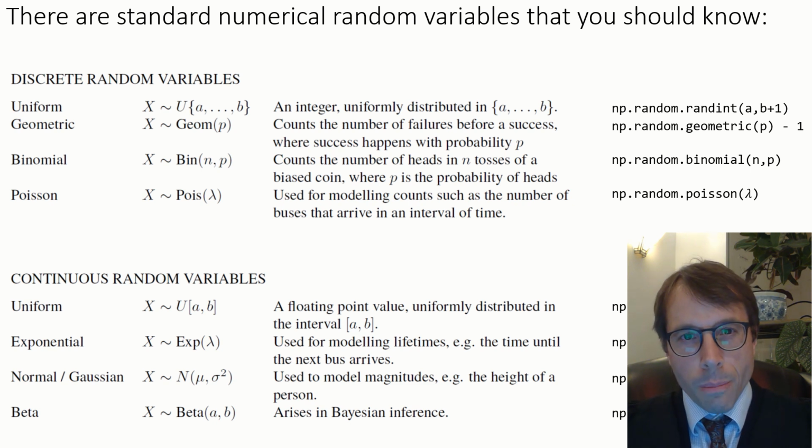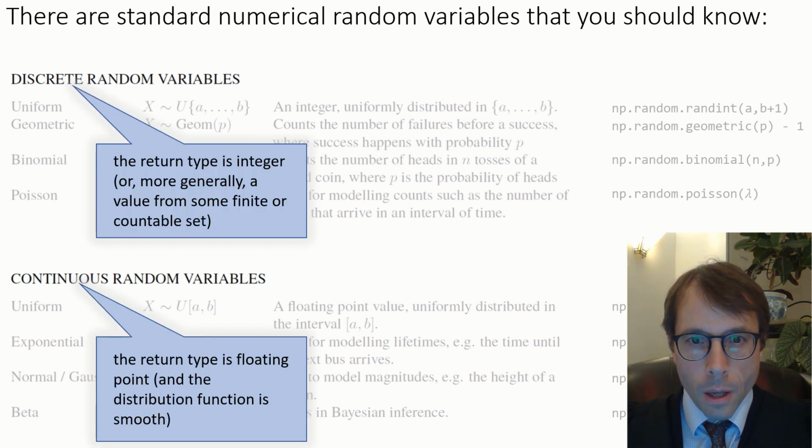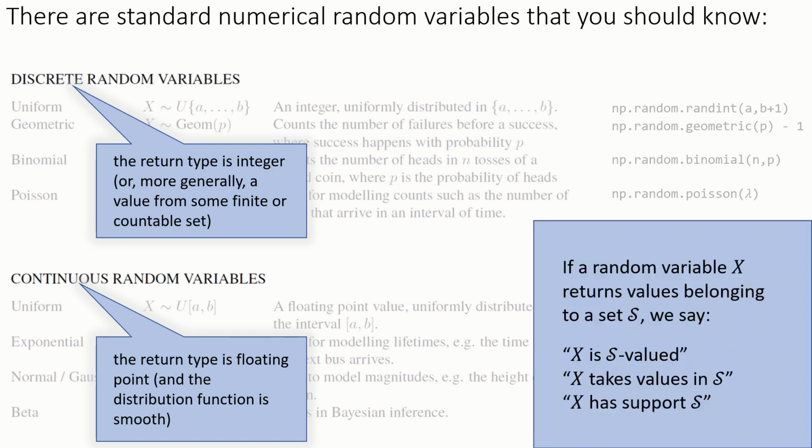One small thing it's worth mentioning here: a discrete random variable returns integers, or more generally it could be a value from some finite or countable set, for example a coin toss or a card chosen at random. And a continuous random variable returns floating point numbers and has to have a smooth distribution function. There's a specialist term for this. If a random variable x returns values belonging to some set S, we say x is S-valued. A few other ways of saying it, we might say x has support S.